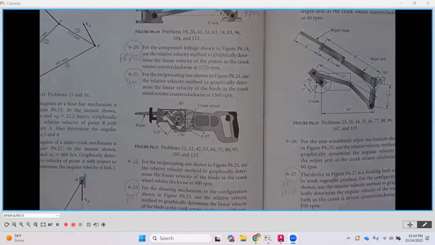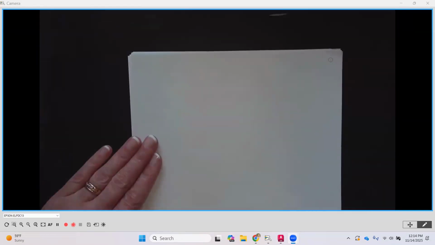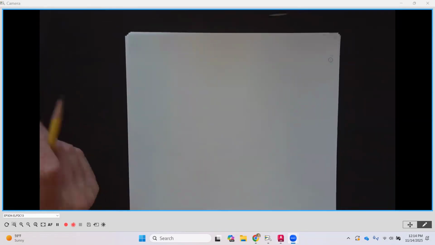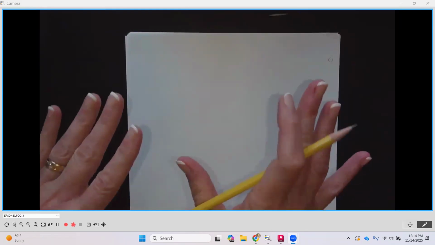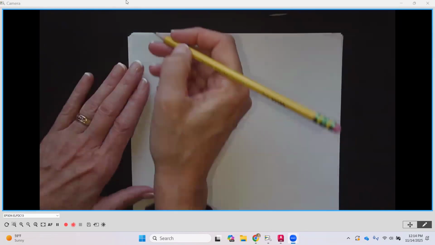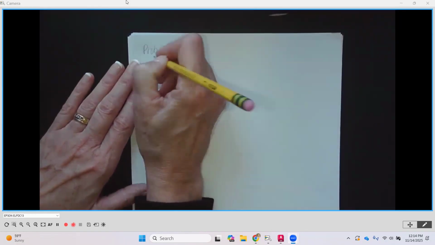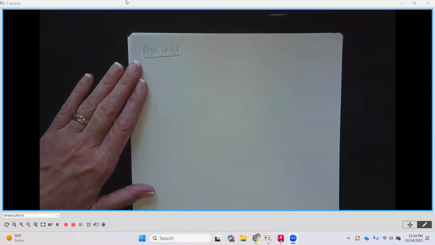Okay, so as we look at the problem here, I'll kind of go back and forth, because as you know, based on the relative velocity method, we will be doing some calculations, then doing some AutoCAD, and then coming back and possibly doing some calculations as well. So I'm going to start out here. This is problem 621, okay?